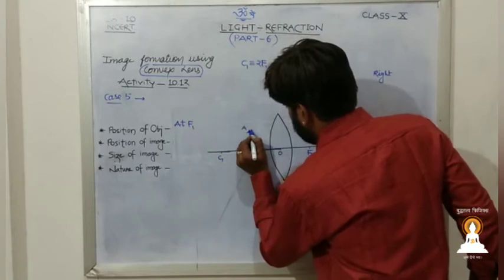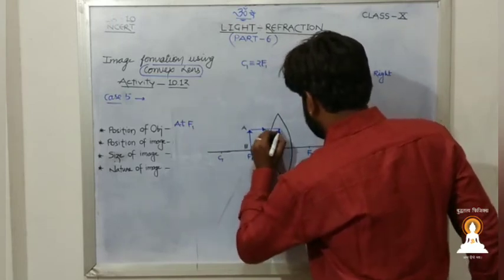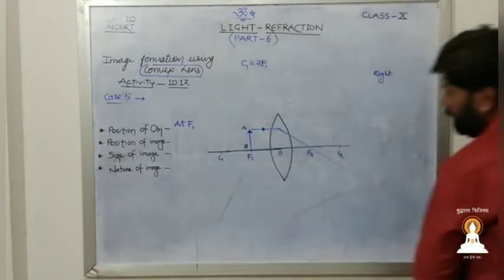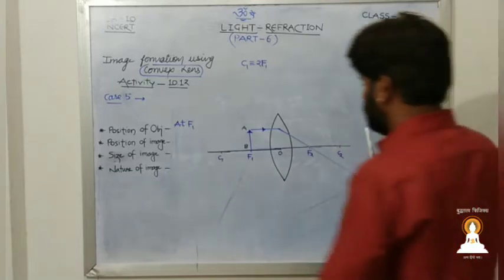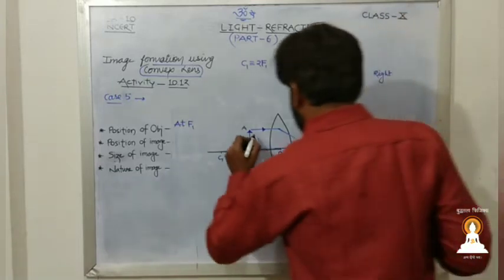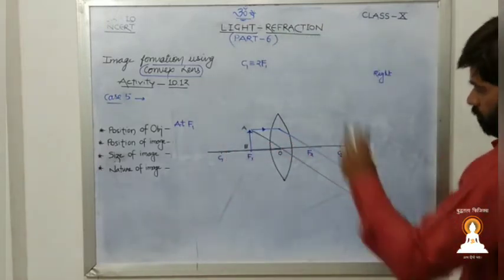Rule number 1 says what? When the incident ray is parallel to the principal axis, just after refraction it will pass through the focus. Very simple. And let us apply rule number 3. Rule number 3 says what? Light which is passing through the optical center will move straight.